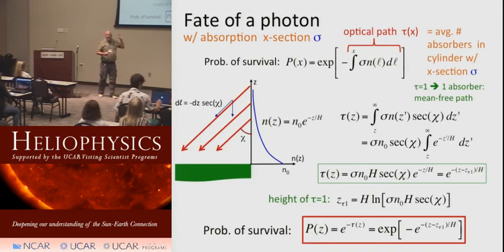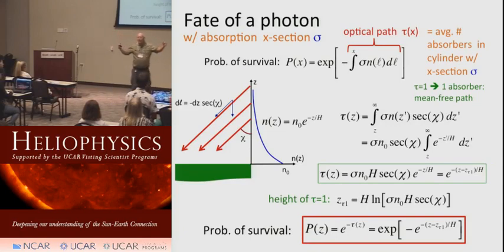If the photon has a cross-section for being absorbed by any absorber in the atmosphere, an average absorber, it has a cross-section sigma, centimeters squared. Then there's something called the optical path, which is the density of absorbers, centimeters to the minus 3, times sigma integrated over path length. That is what's known as the optical path. It's represented as tau. It's the average number of absorbers that's in a cylinder of that total length, right? How many absorbers there are.